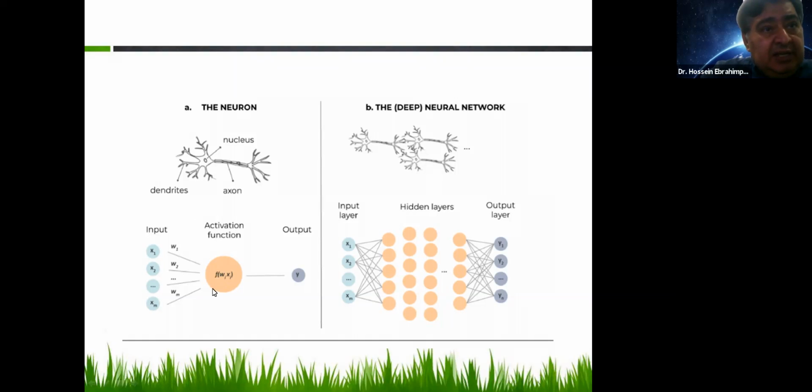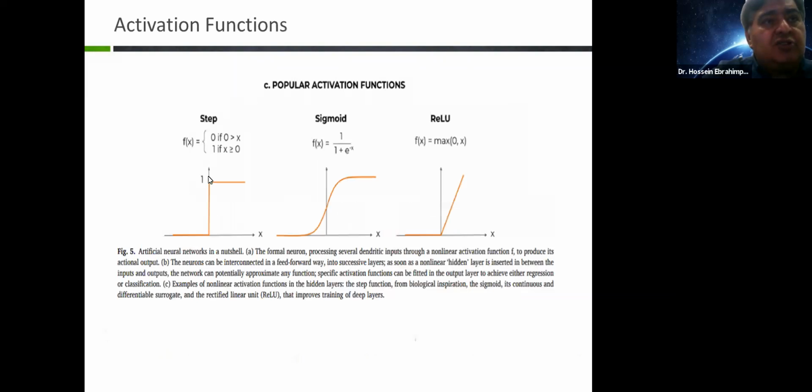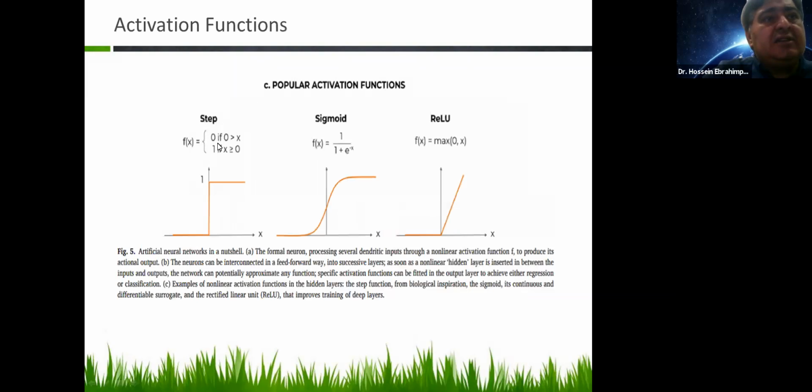So we need a function to simulate that behavior. The function here can be a very simple function, as you can see, like this function. We call it a step function. When the input is less than this threshold, the output is 0. But as soon as the input reaches this threshold, the neuron's output becomes 1.